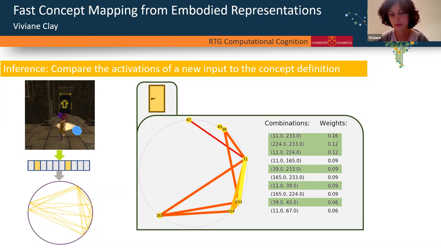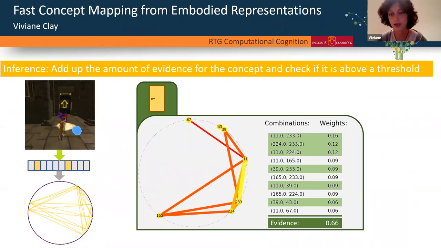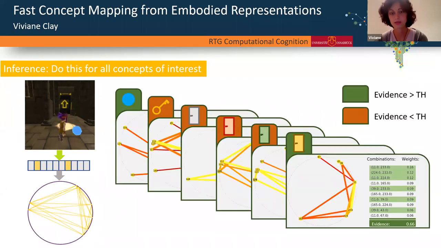Then add up the ones that are present, multiplied by their weights, and that's the evidence for this concept. So here we have 66% evidence for the concept of this yellow door in the new image. And you can do this for the other concepts as well. Here we also have enough evidence for the blue time orb, but not enough evidence for the other concepts. So the classification would be that there's one blue time orb and one yellow level door.